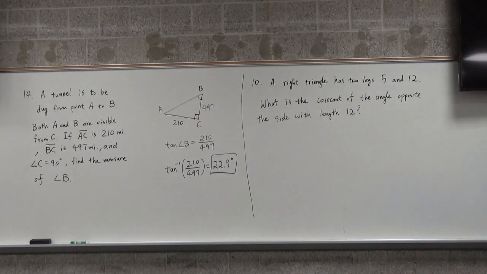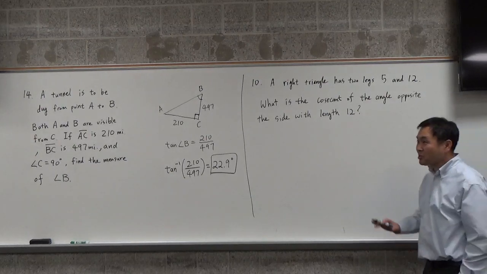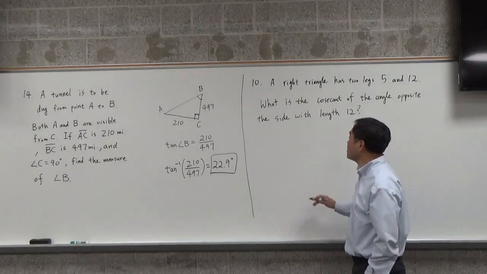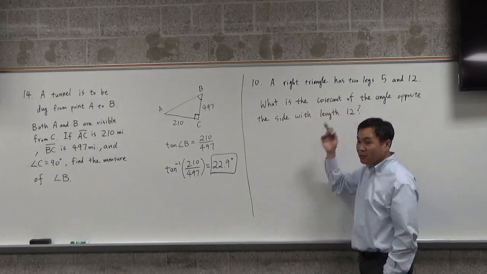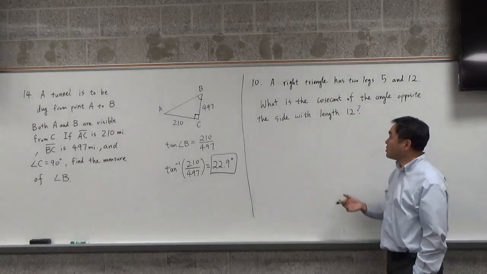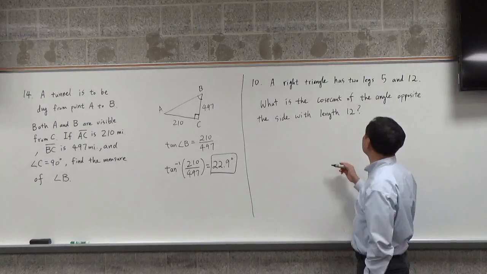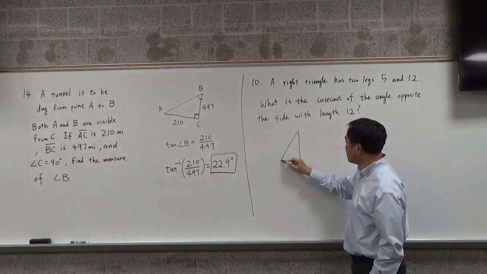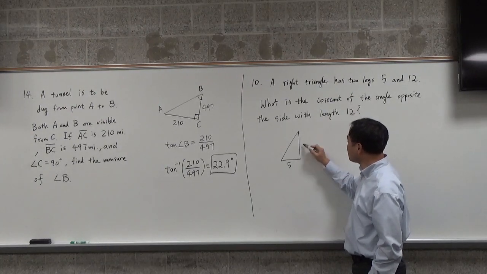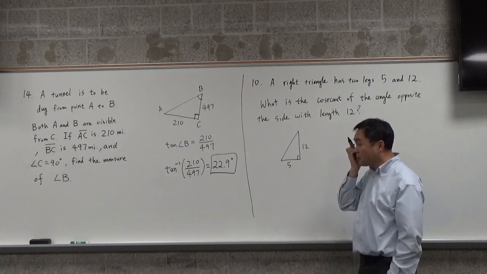Okay, this looks like another right triangle solving question, but it has a slight twist. Rather than asking for the angle, it's asking for the cosecant of an angle. Let's first draw the triangle to see what it's asking us to do. So just draw a 5 and a 12 triangle.